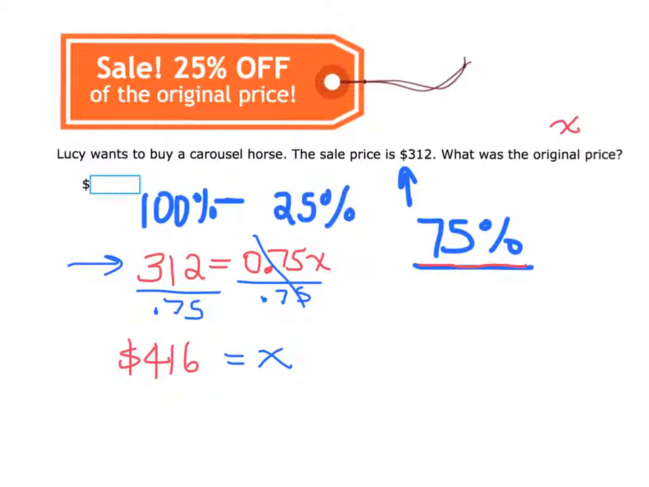And what should also be true, if I just wanted to make sure I did this right, is it true that 312 divided by 416 is the same as 0.75? It should be. And when I type it into my calculator to confirm that, I find that that is really true.